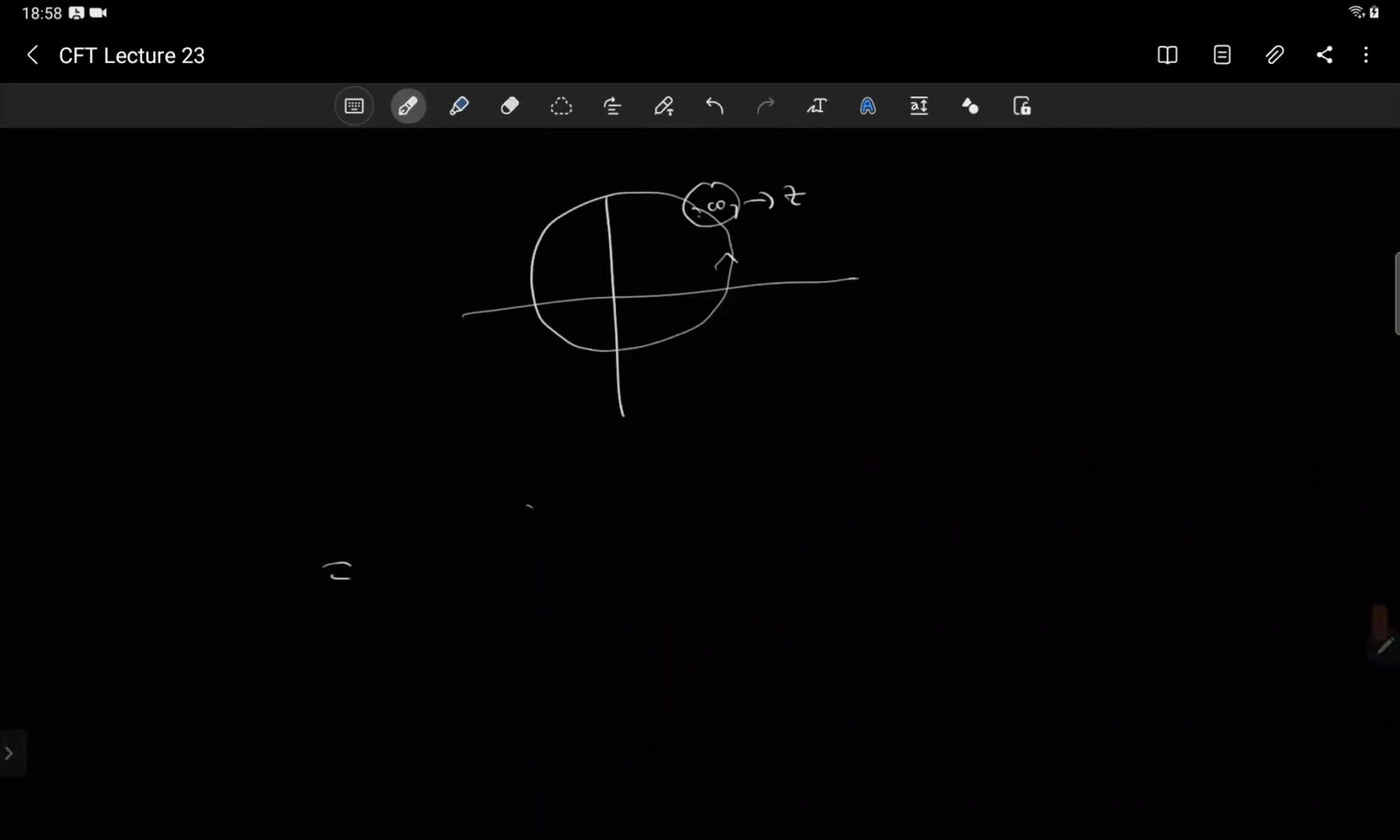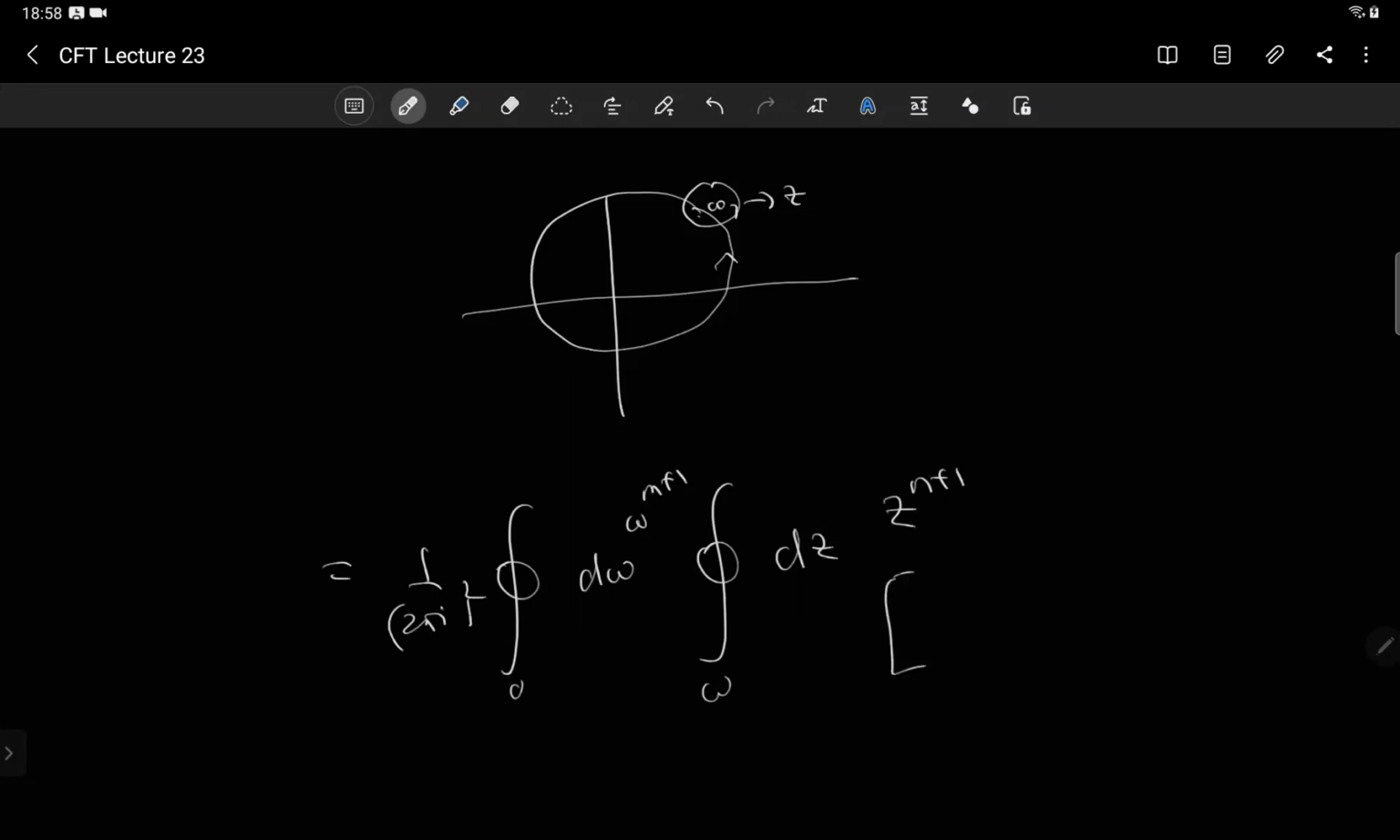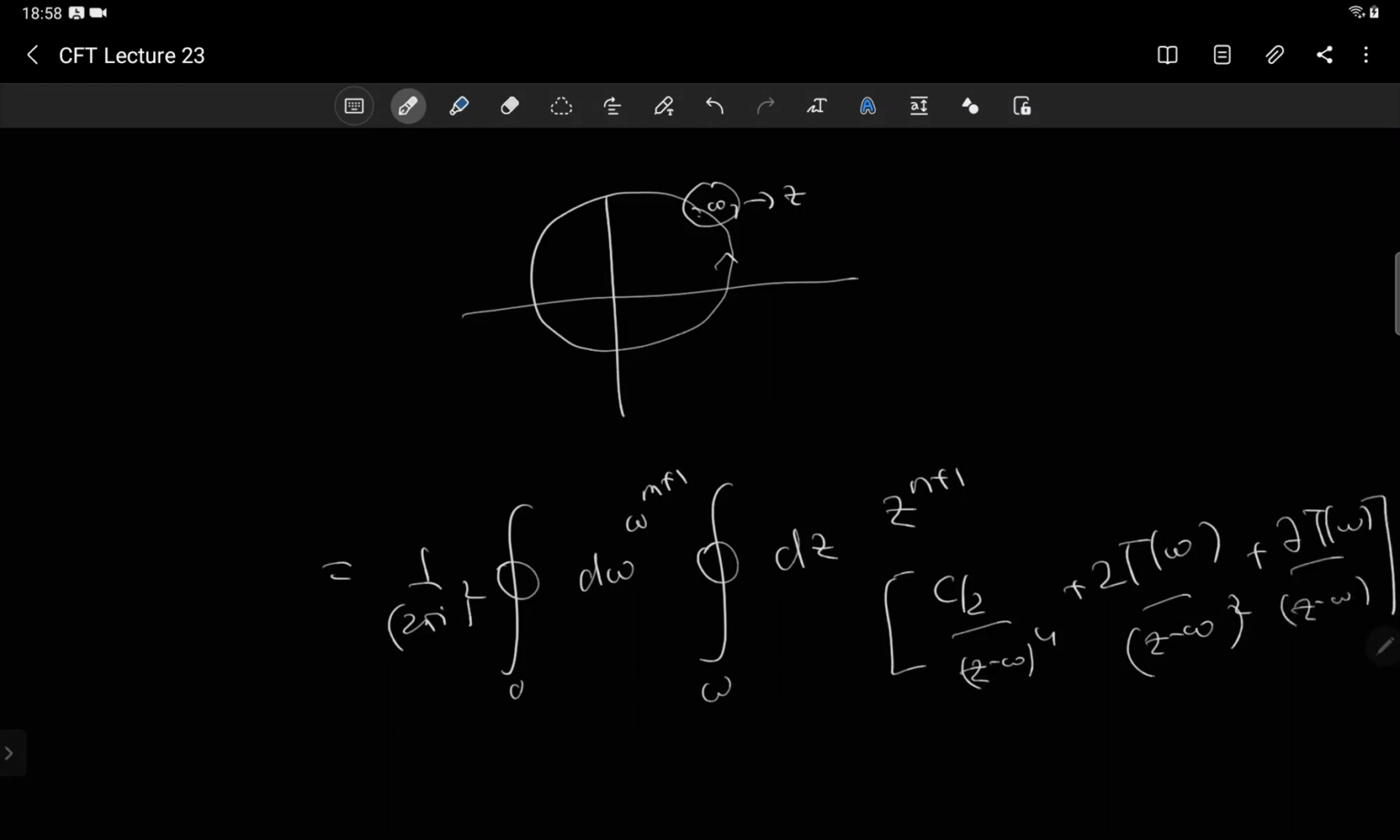So you can now write this as a double integral, 1 by 2 pi i squared, around the origin d omega, dz. So I can write this as omega to the power m plus 1, z to the power n plus 1, and here I can write c by 2 over (z minus omega) to the power 4, plus T(omega) over (z minus omega) squared, plus, I think there's a 2 T(omega) plus del T(omega) over (z minus omega), plus the regular terms, but that is very small and will not contribute to the integral, so we will put it to 0.